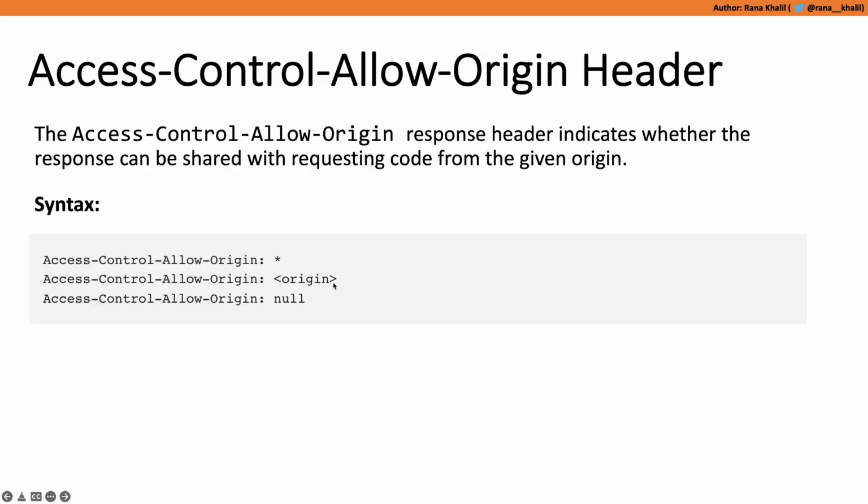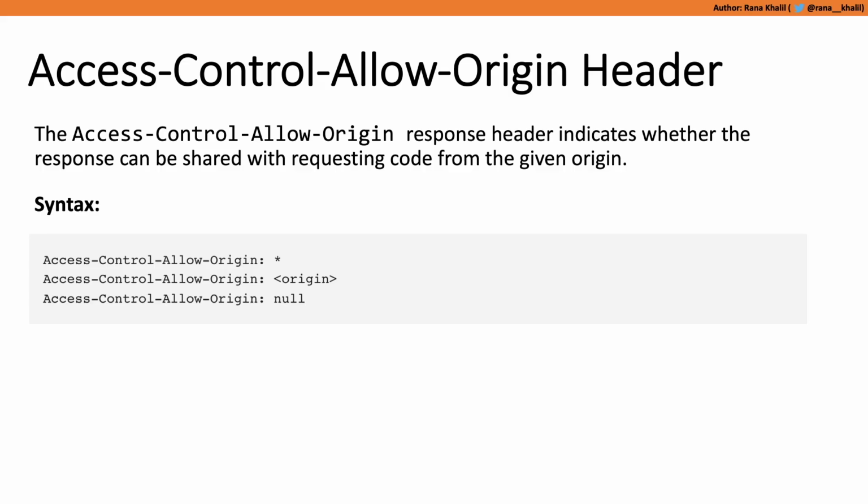Now there's of course a third option, which is the null option. So some applications might want to whitelist the null origin for several reasons, and that includes cross-origin redirects and sandboxed cross-origin requests. So that's an option as well. Of course, that comes with its own security issues, and we'll talk more about that in the upcoming slides. Okay, so that's the syntax for the access control allow origin header.